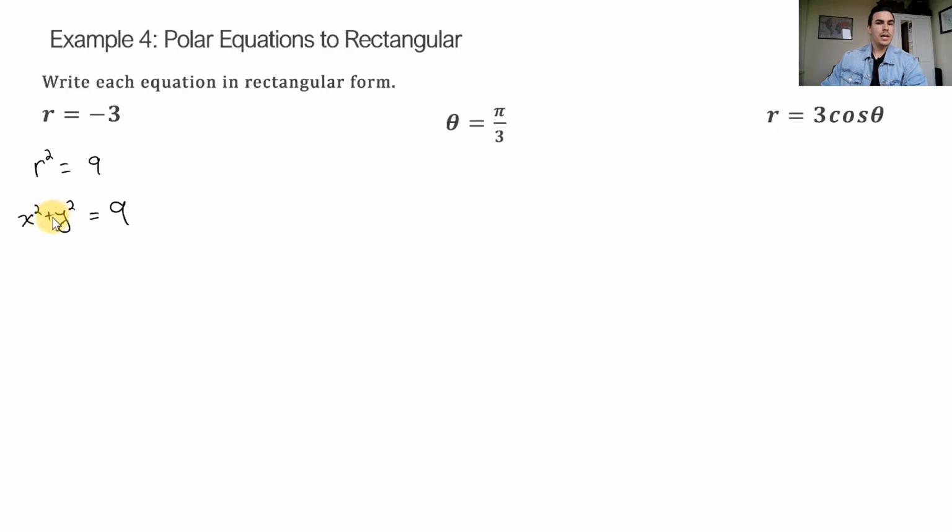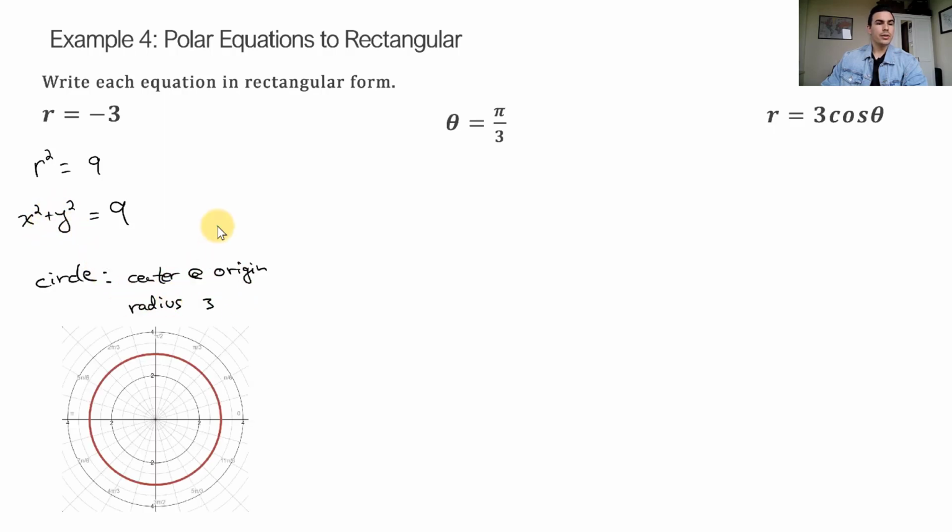So this is going to be a circle with a center at the origin and a radius of 3, which we can go ahead and graph. If I graph r equals -3, that confirms what I got there. Okay, so this would be our equation in rectangular form. Okay, go ahead and pause the video. If you can do both of these next two, go for it. I'm going to do this last one here, but go ahead and pause and see if you can at least figure out the rectangular form for theta equals pi over 3.